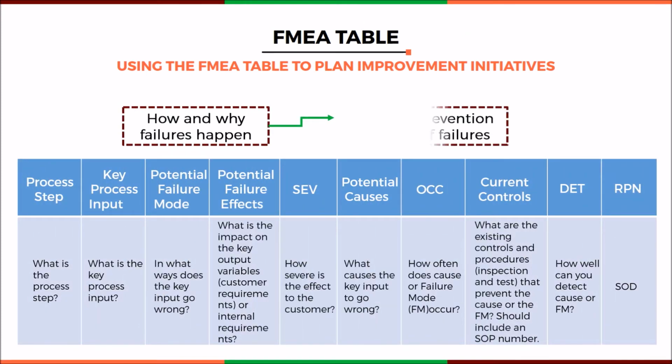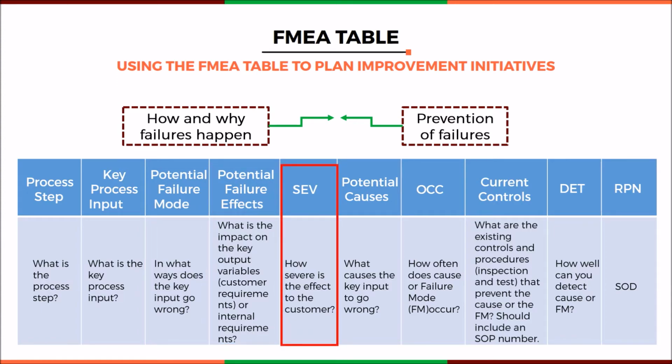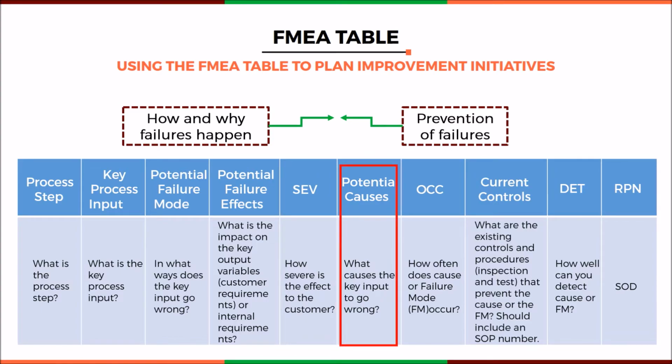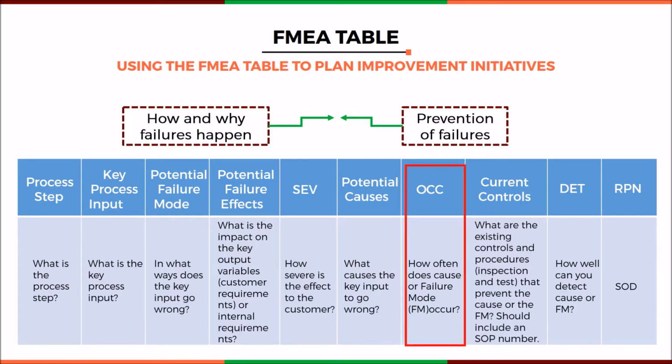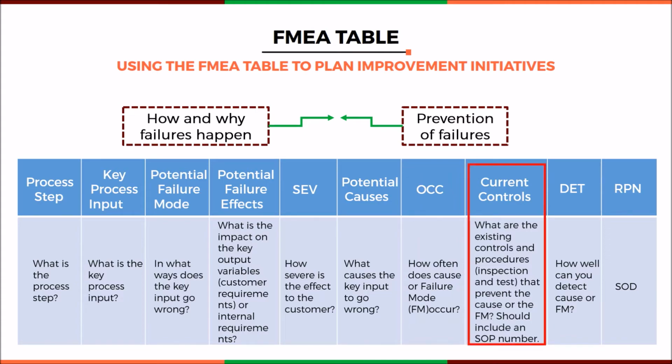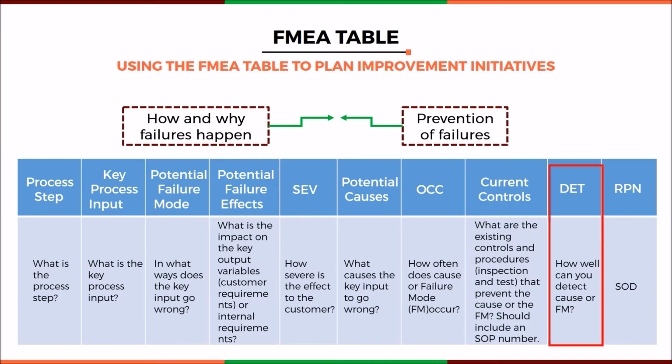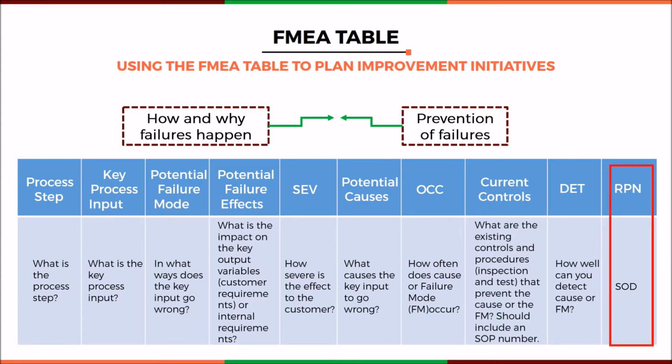prevention. Process step, key process inputs, potential failure mode or what could go wrong, potential failure effects or what are the impacts or results from the failure, severity rating of the failure effect, potential causes or what made the failure happen, occurrence rating of each cause or failure mode, current controls, which are tests, procedures, or mechanisms in place to prevent failures from reaching the customer, detectability rating, or how well current controls detect when something goes wrong, and then the risk priority number, or RPN. This is the product of severity, occurrence, and detectability.